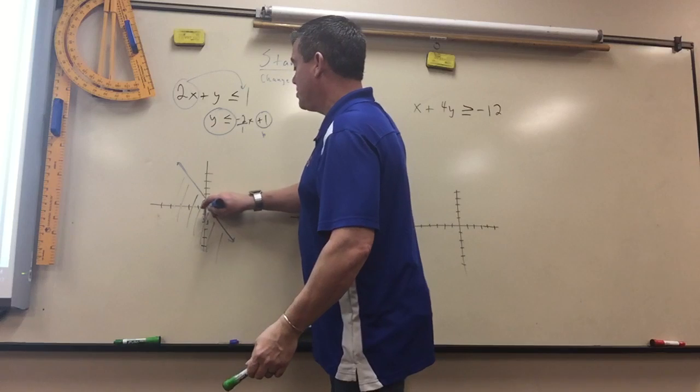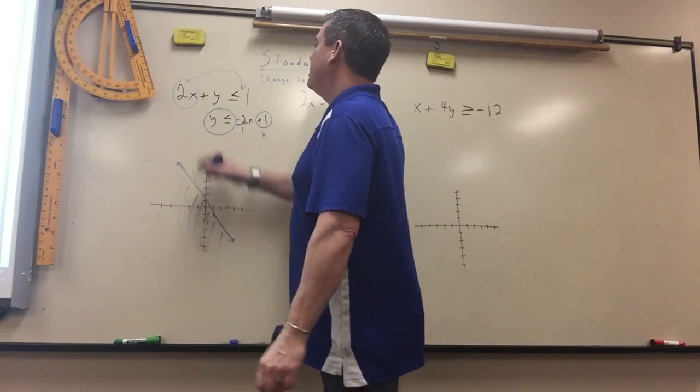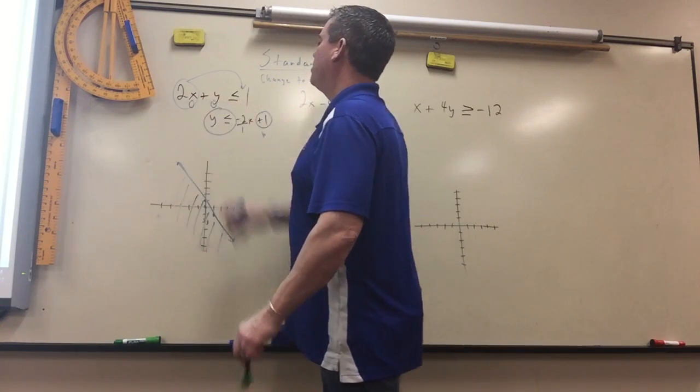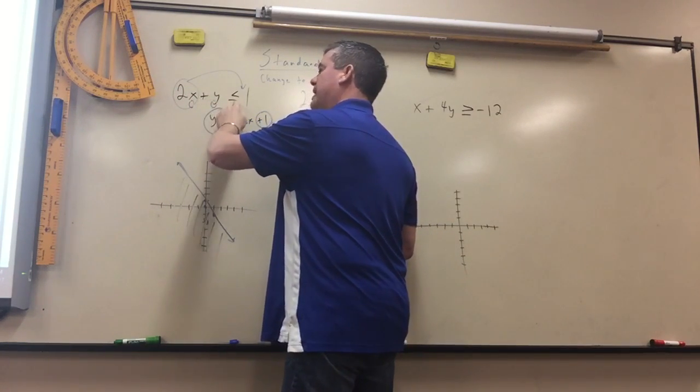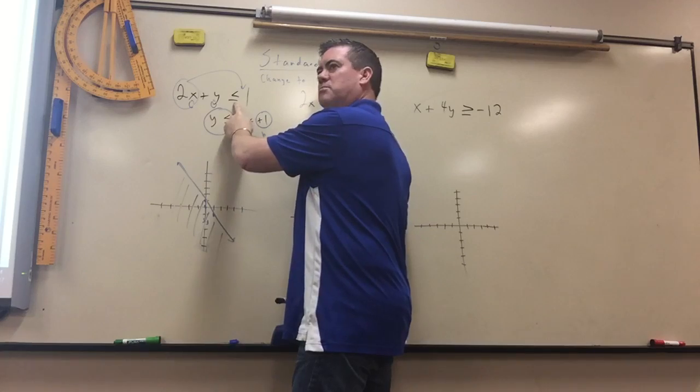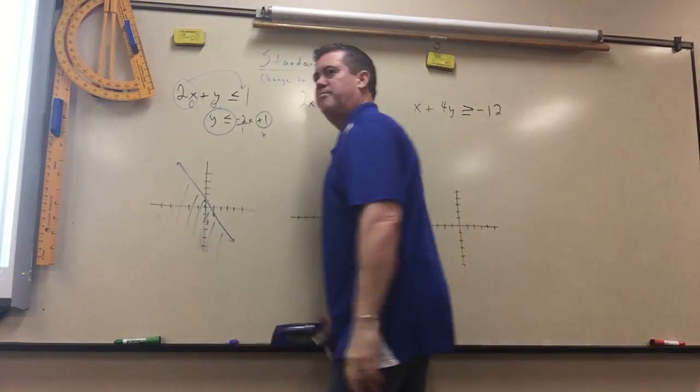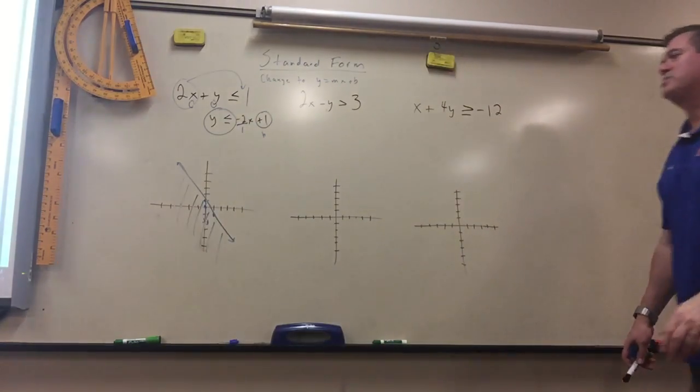A good point to pick is 0, 0, because that's easy. If I put 0 in here and 0 in there, 2 times 0 is 0, plus 0 is 0. Is that less than or equal to 1? Yes, so I know it should be shaded. So you can do it that way too, it just takes longer.